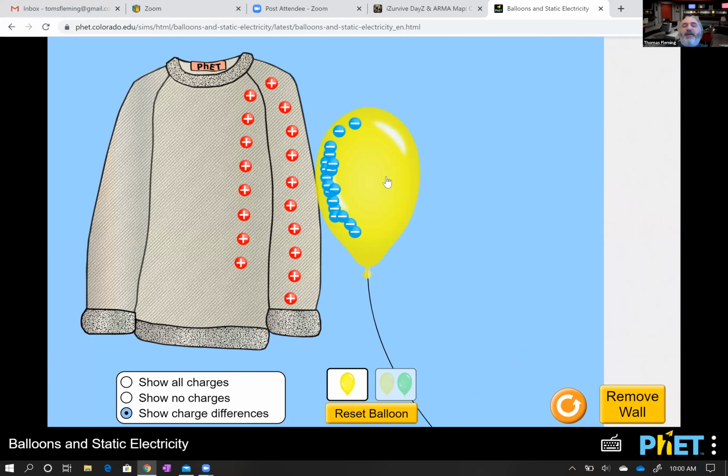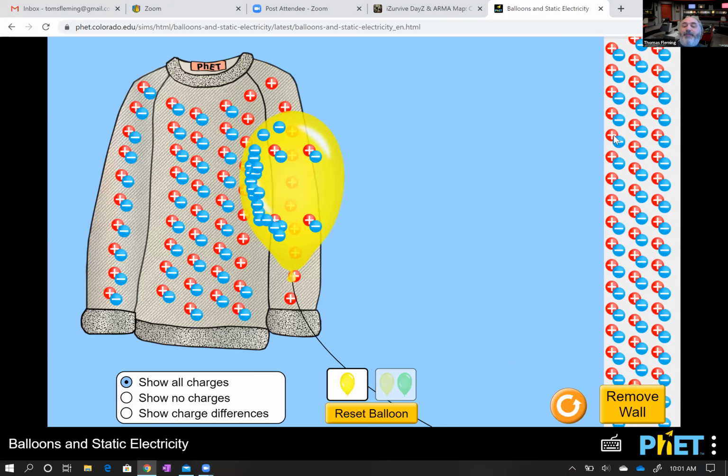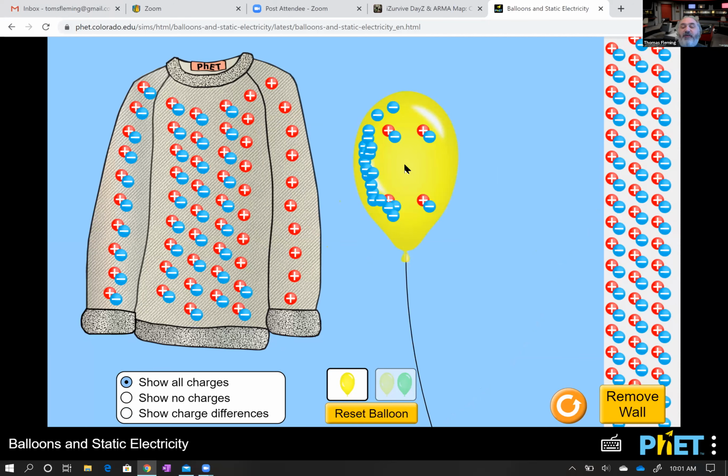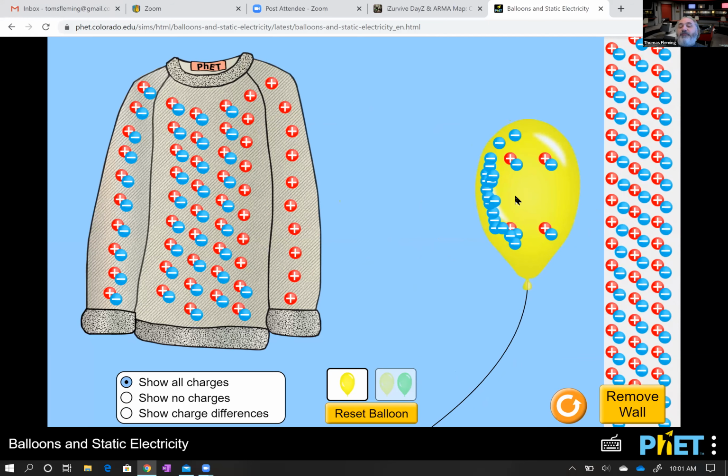And the reason that you don't see that is because if I show you all the charges, watch what happens to the wall as I bring the balloon closer. So here's my balloon that's got a whole bunch of extra negative charge. And as the balloon gets closer, you see those negatives? Can you see them moving?